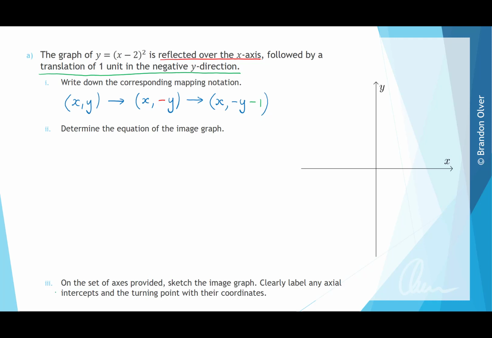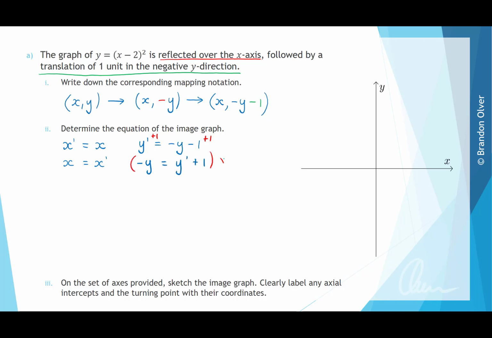And to do that, we generate 2 equations from our mapping notation. So the first thing says that the transformed x value, x', is just equal to x, and the next part says that the transformed y value, y', is equal to −y − 1. Next, we want to solve for the non-dash terms. So we're just going to have x is equal to x' for the first equation. And for the second equation, we're going to add 1 to both sides of the equation. So we find that −y is equal to y' + 1.